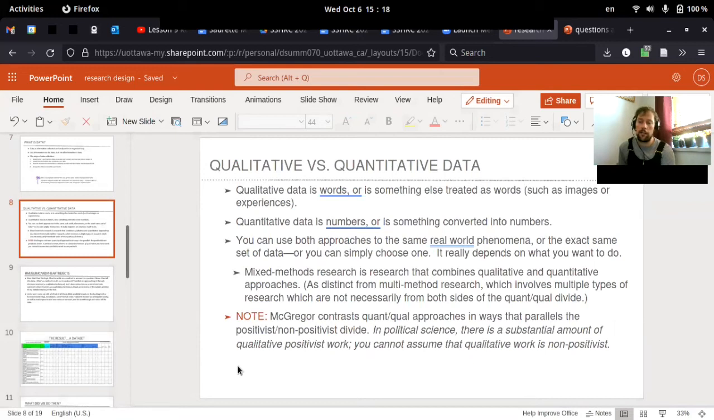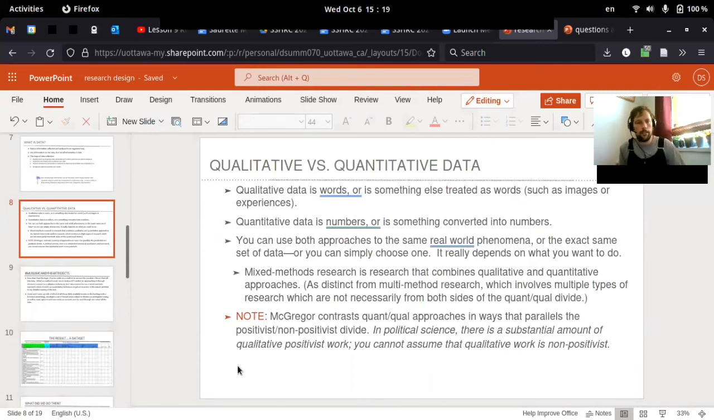Children and child welfare, how happy are they from 0 to 10? How well are they doing in school? From 1 to 4, these are quantitative data. How much did Stephen Harper spend on the justice system in 2013? That's quantitative data. So you can use either qualitative or quantitative to talk about the real world. And when you use both, that's often called mixed methods. You're combining qualitative and quantitative approaches to the same thing.